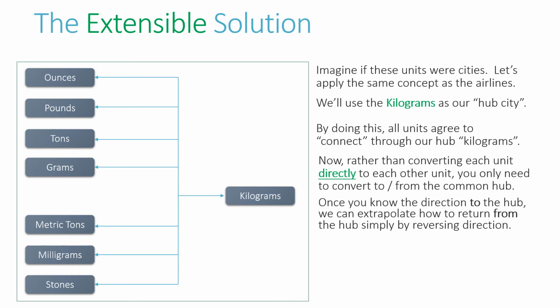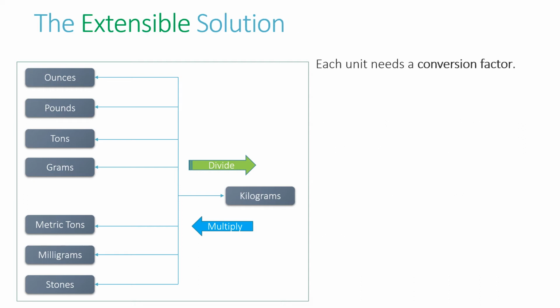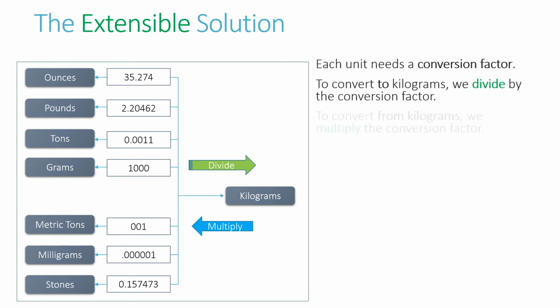Now the benefit of this is once you know the direction to the hub, you can reverse directions to get back from the hub. In this case, we'll use division to get to the hub and multiplication to return. The next step is to give each unit a conversion factor. Now what is this? That's the number you would divide by in order to get to kilograms. Ironically, it's the same number you would multiply by in order to get from kilograms.